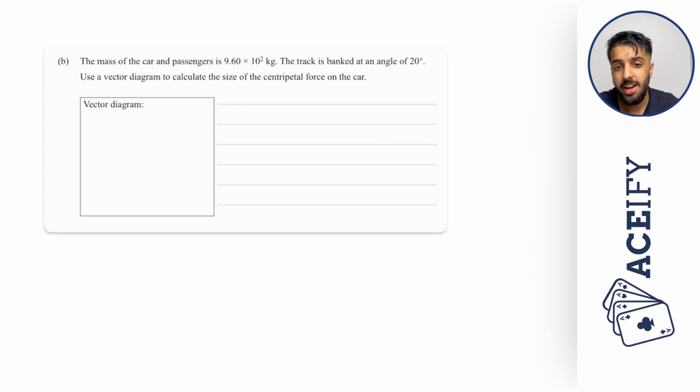The mass of the car and its passengers is 960 kg. The track is banked at an angle of 20 degrees. Use a vector diagram to calculate the size of the centripetal force.